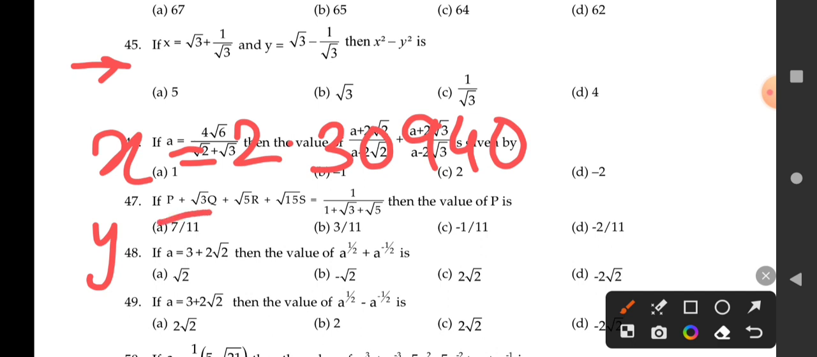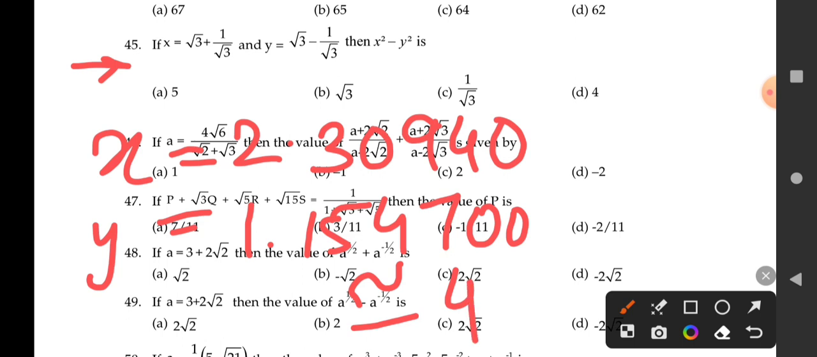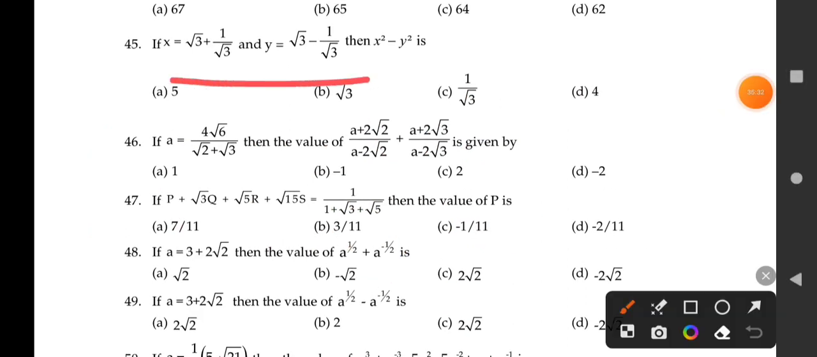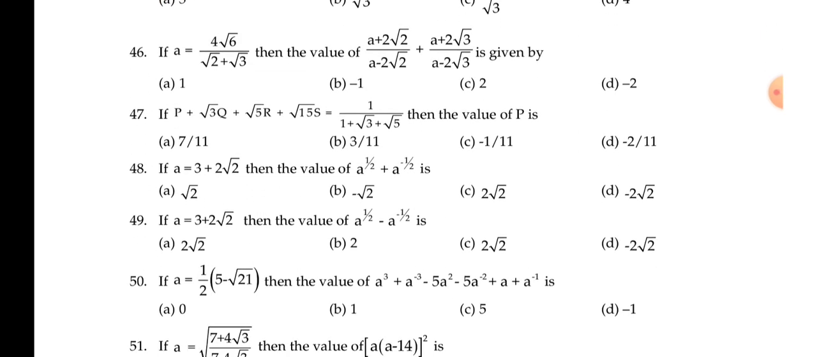Y equals to 3 root memory plus, divide equals to memory minus memory recall. You get 1.154700. Now you just have to take squares and subtract the squares. You get almost equals to 4, option number D. Okay, so when you have these kind of questions in the root format, just take the calculator and use your tricks.